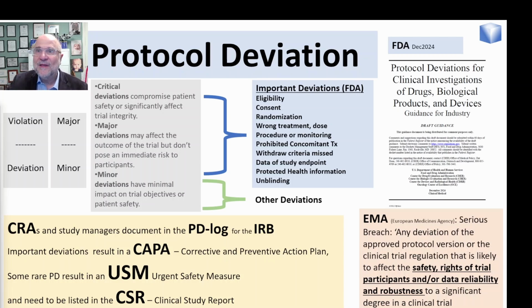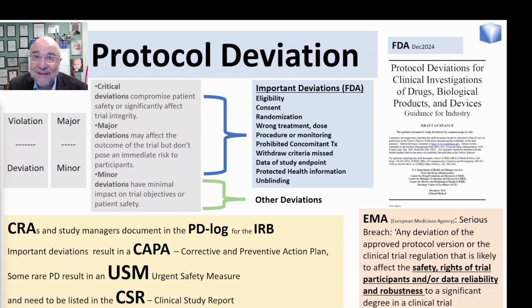That is missing withdrawal criteria, and those are important deviations in the eyes of the FDA. The FDA also has some important deviations that are around the data. So if the data around the major study endpoints, particularly the primary endpoints, are somehow screwed up, that is an important deviation. If the protected health information is violated, that is an important deviation.